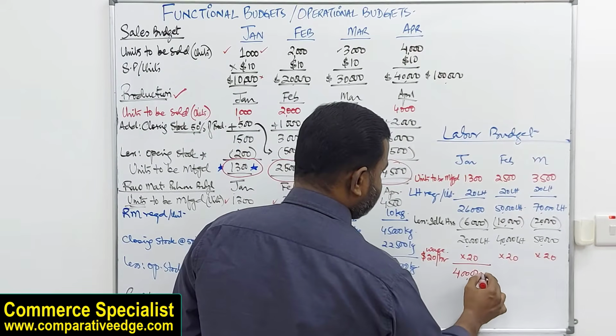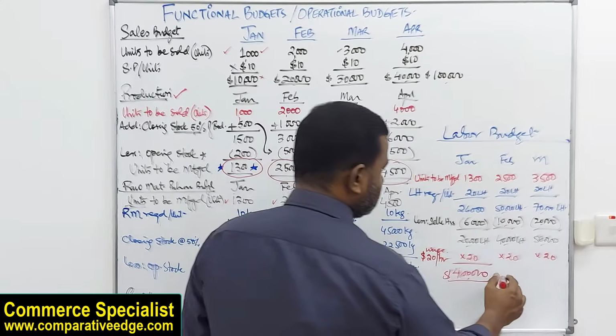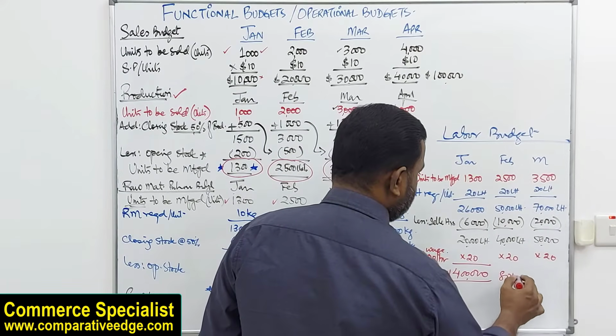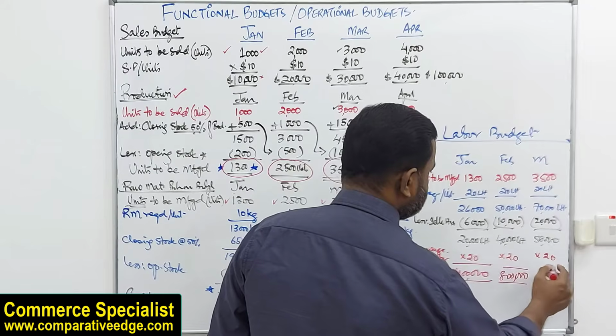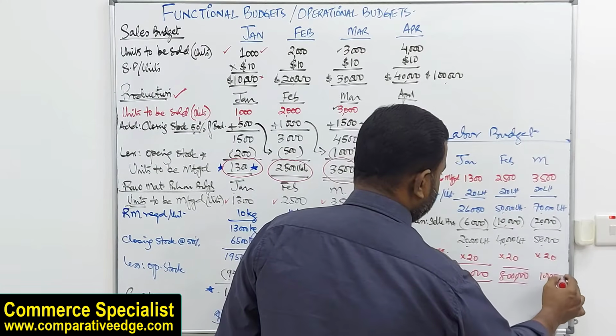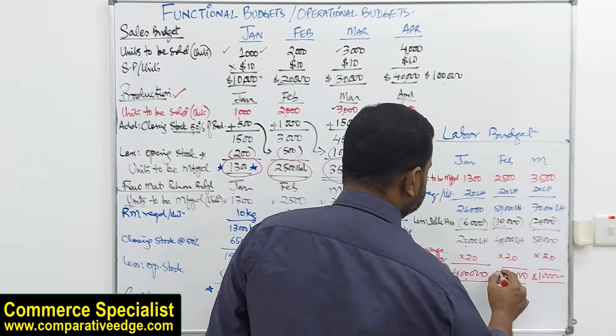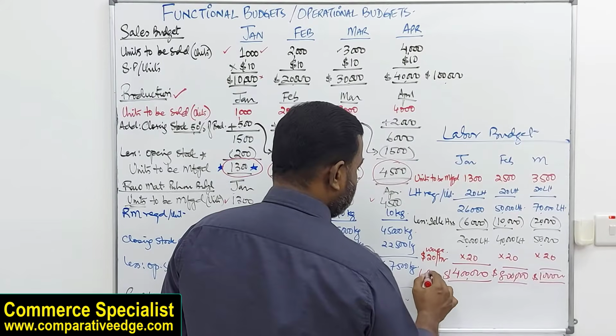This will be 400,000, 800,000 and 1 million. So this is your labor cost.